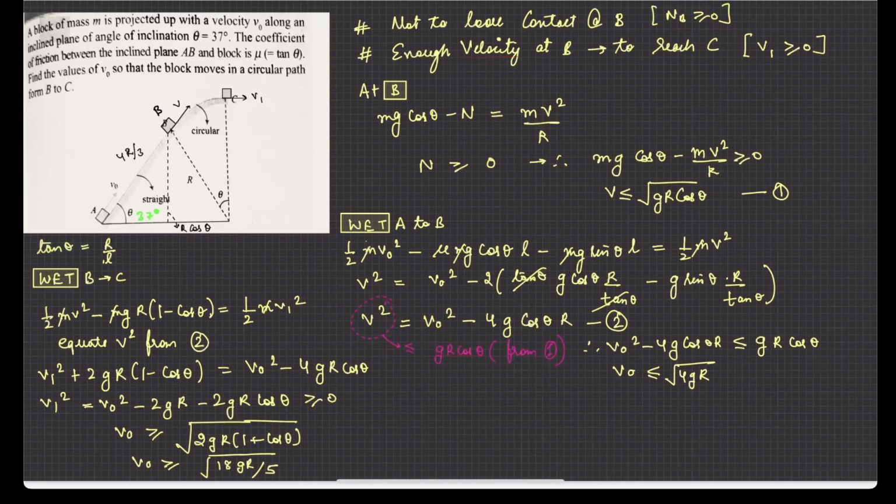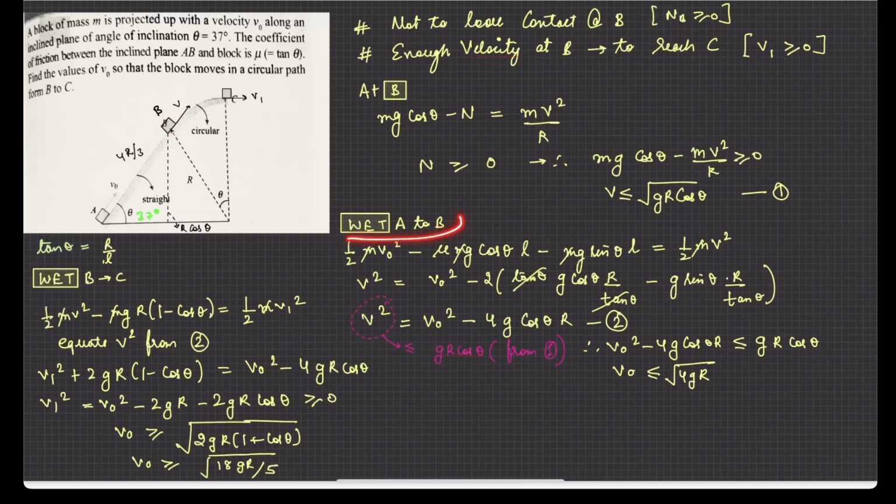So we have seen at point B we should not lose contact, so N should be greater than 0. That is the first condition we are going to apply. So here it becomes mg cos theta. So this is my mg, and it's actually mg cos theta minus N equals mv square by r. So the velocity at this point came, and N should be greater than 0. We put it and we get velocity should be less than root gr cos theta, so that N should not be 0, it should not lose contact.